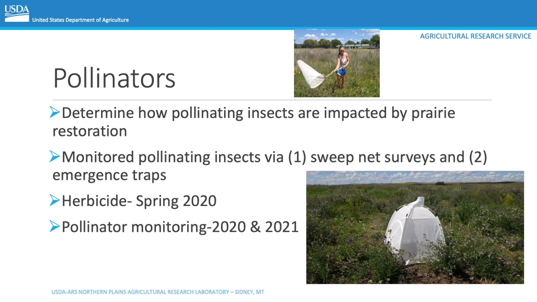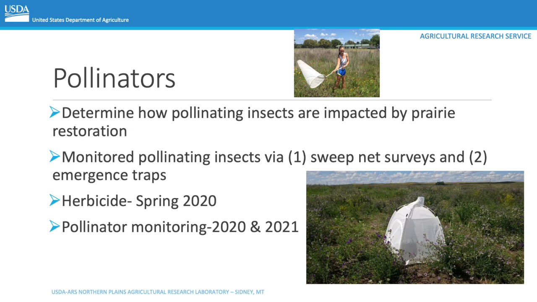Basically, if you remember from earlier, most of your native bees nest in the ground. And so we put these tents over a section of ground, and then whatever emerges from the ground flies upwards and gets collected in that collecting cup that you can kind of see on the top.